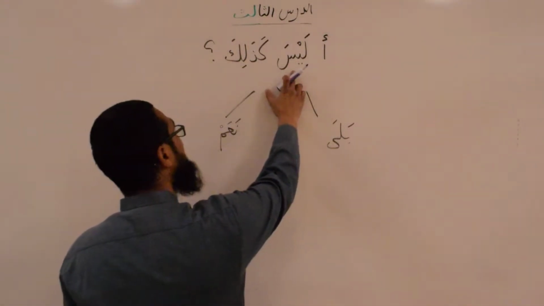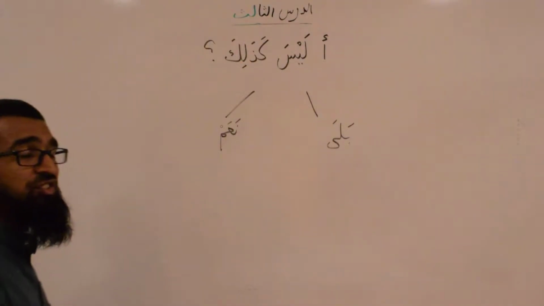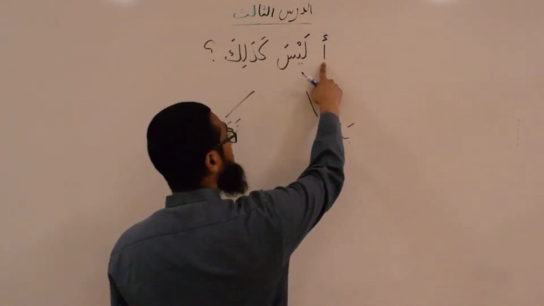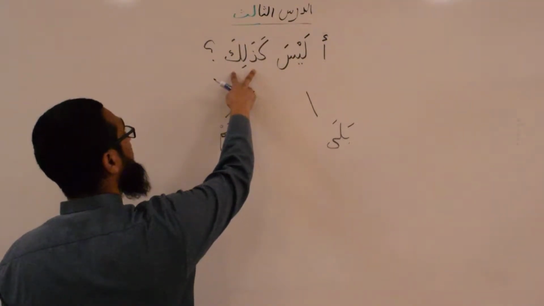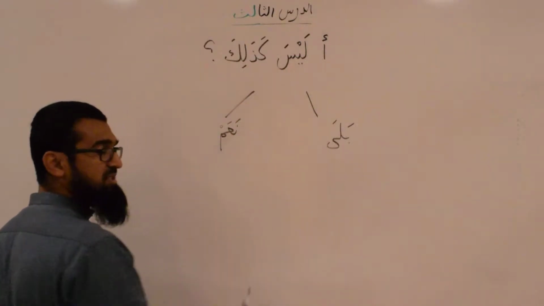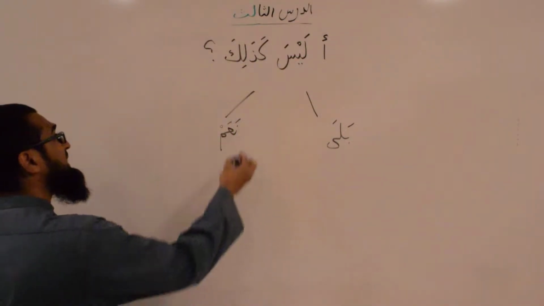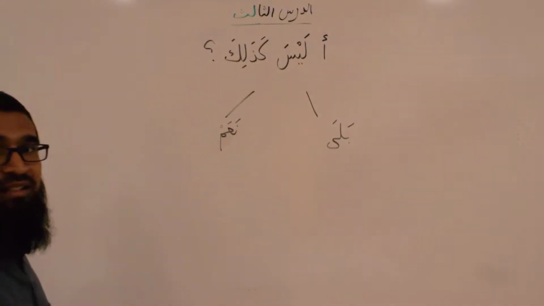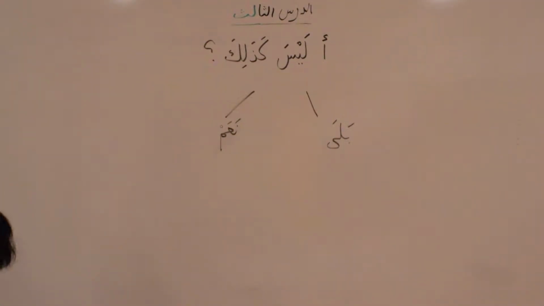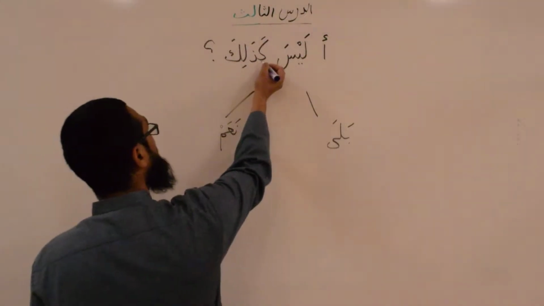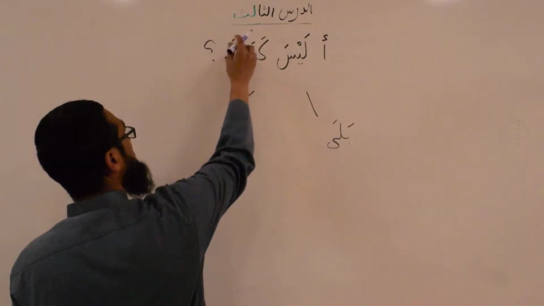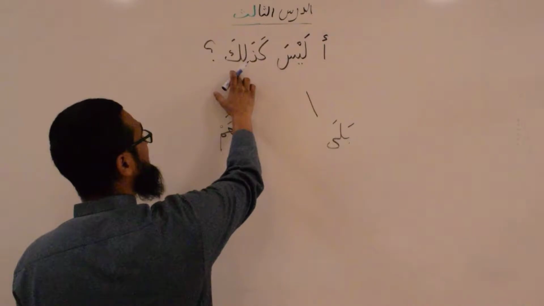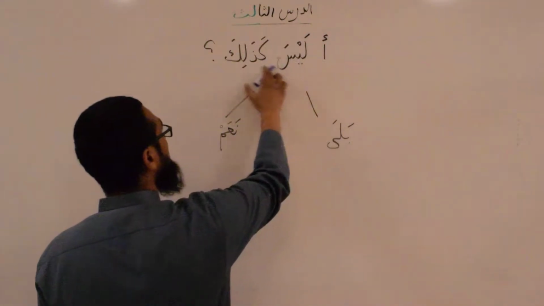So we did laysa in the past, which is fi'l madi naqis. We said it's translated as not. Okay, we know what this is. This is hamzatul istifham, when you ask a question. And كذلك, we know the word ذلك means that. ذلك is that. The kaf means like. The kaf is also a harful jar. But ذلك doesn't change because it's mabni. So like that. Is it not like that?